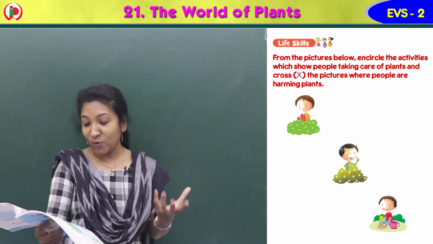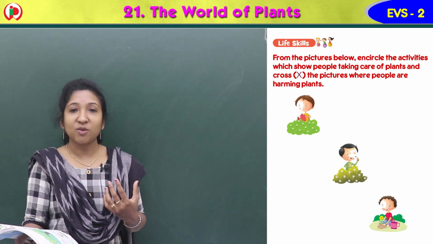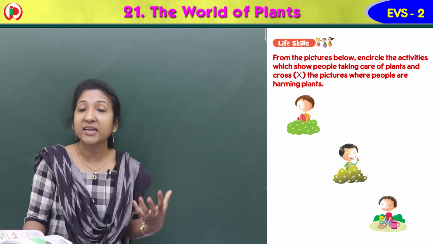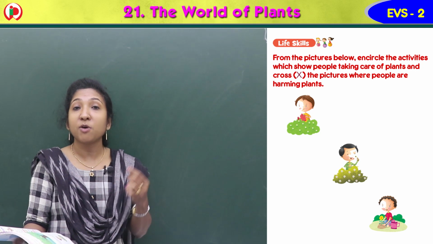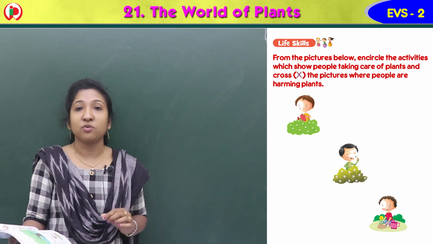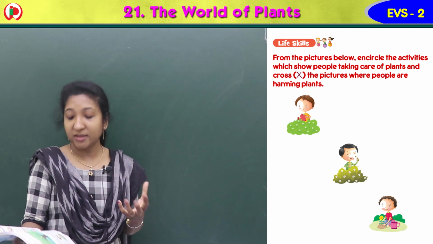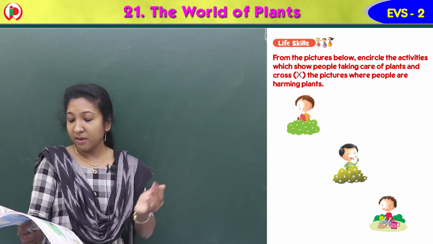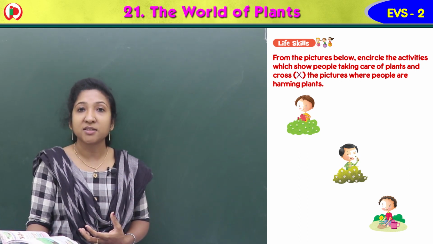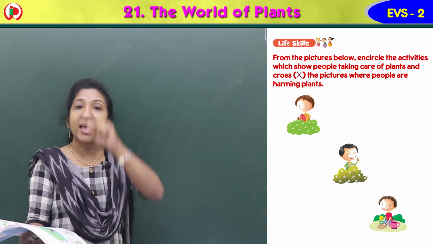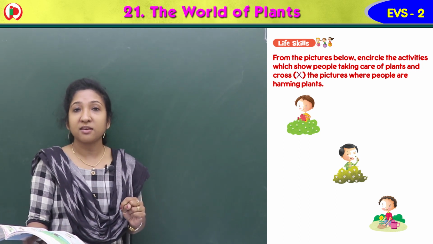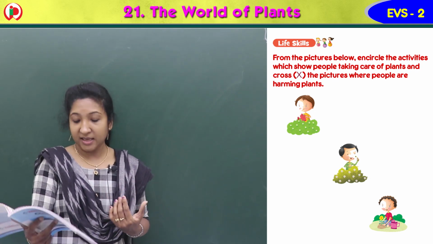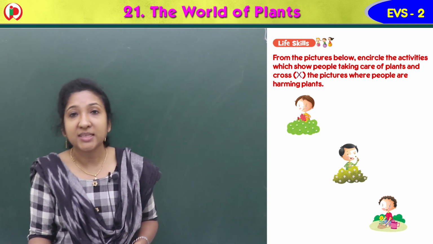Then the third one, wow, a child is planting something. What is he planting? A sunflower plant. Wow, it is a good activity. We should plant a small seed, or do planting, whenever we get time. It is a good thing, it's a good habit, isn't it? Yes, he is planting it in the soil and he is going to water it. It's a good activity, so you can circle it. He's taking care of the plant. That's why he's planting it, isn't it? Yes. So the third image you can circle.